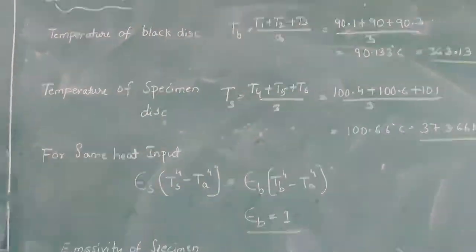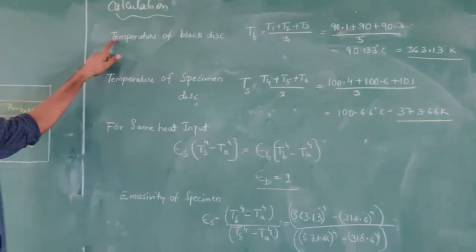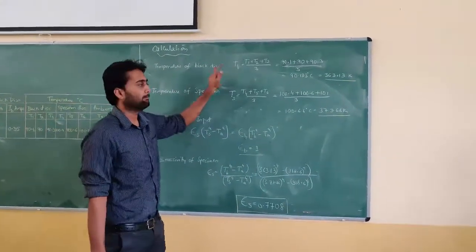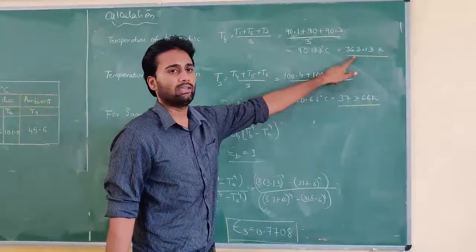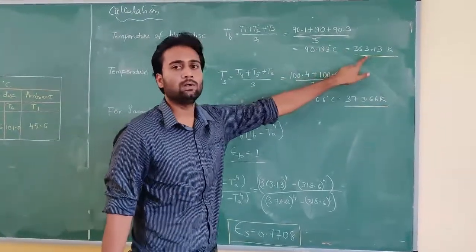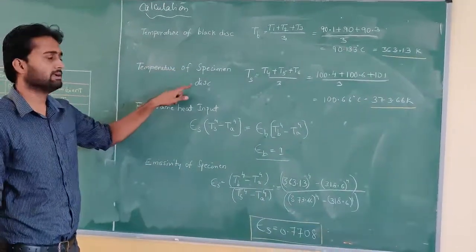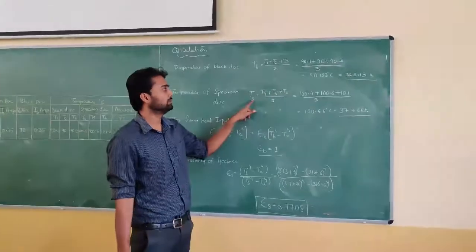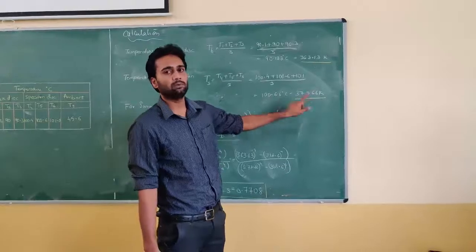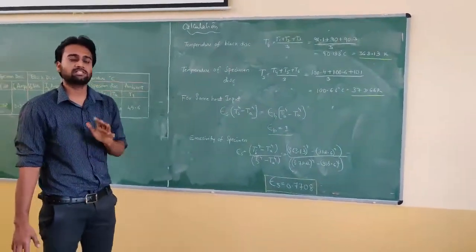Now let us look at the calculation part. Since I have 3 thermocouples on the black body, I need to take the average of those 3 temperatures so that I can have the black body temperature. By taking the average, I have this much value. Initially we took the reading in degrees Celsius, which has been converted into Kelvin. In the same fashion I look at the temperature of the specimen disk, which is the grey disk. The surface temperature has been averaged in Celsius and then converted into Kelvin. Now I have the surface temperatures of both the black surface as well as the test surface.